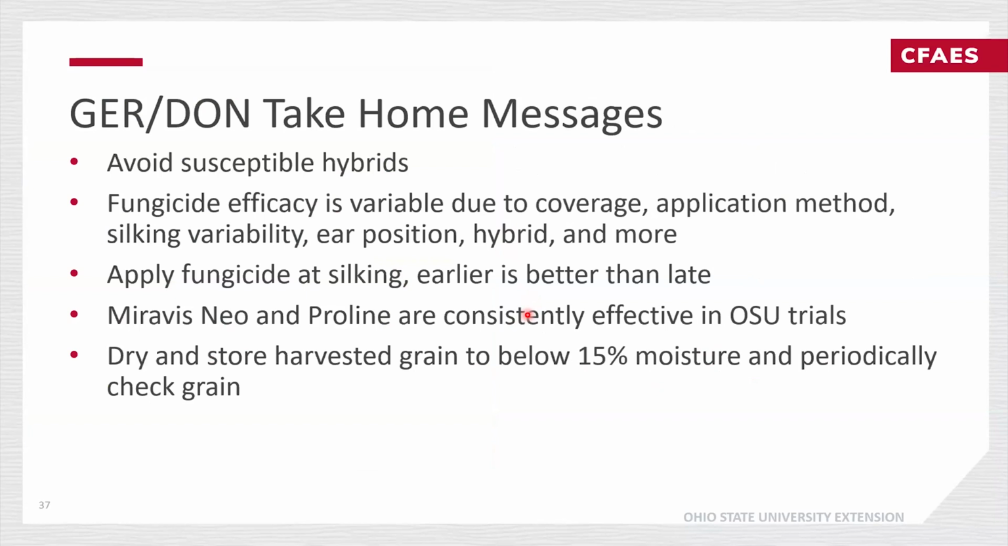So some take-home messages for Gibberella and vomitoxin are: first, just like any disease, avoiding those susceptible hybrids. So use that screening program when you're sitting down selecting hybrids for future years, but also communicate with your agronomist and your seed representative that vomitoxin is an issue for you and it's one that needs to be addressed industry-wide. That way we can protect ourselves against it. And then for Gibberella, fungicide efficacy is really variable because we're trying to get that silk coverage that's difficult because that ear is hidden under the canopy.